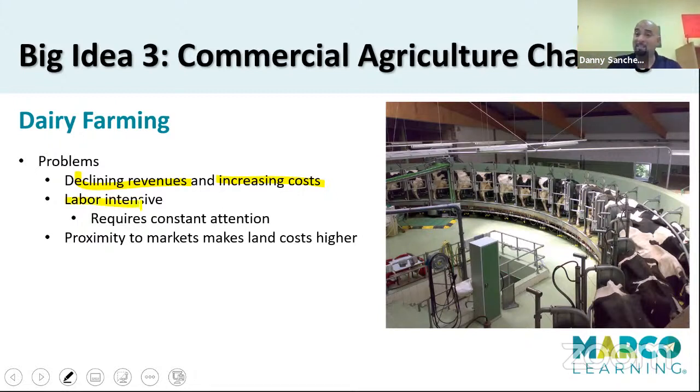It's labor intensive. It's something you have to keep at constantly, because those cows don't stop producing milk because the farmer went on vacation. Lastly, proximity to markets: because it has to be close to the market, their land costs are higher. So all their costs are going up, and they can't jack up their prices too much, because at the end of the day, there's a threshold to what we're willing to pay for a gallon of milk.